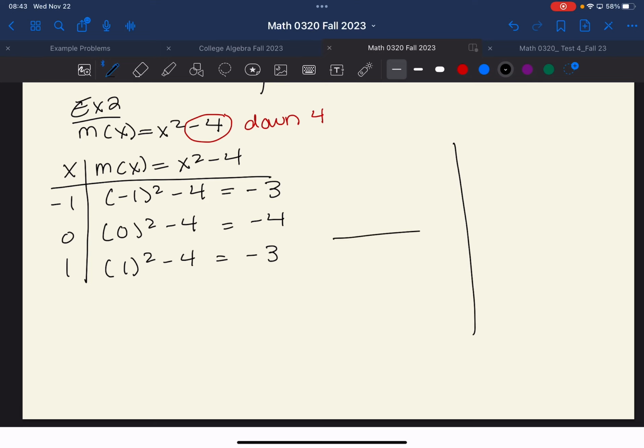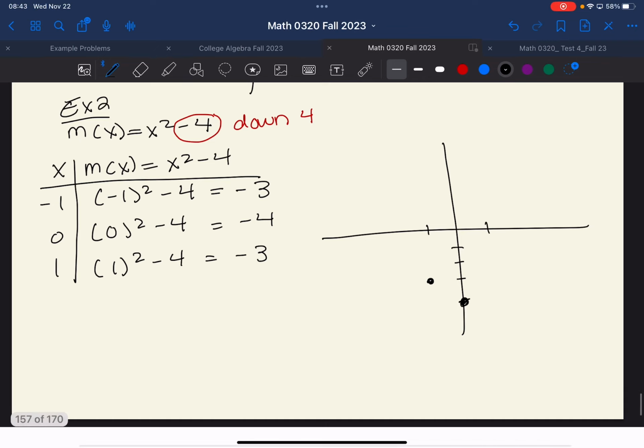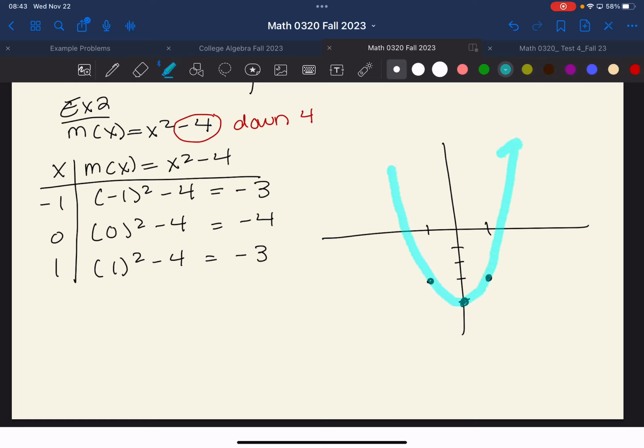So if I have my graph, I'm going to go ahead and plot these points. So I have -1, -3. Then I have 0, -4. And then I have 1, -3. So if I was to graph this, this is what my equation would look like.